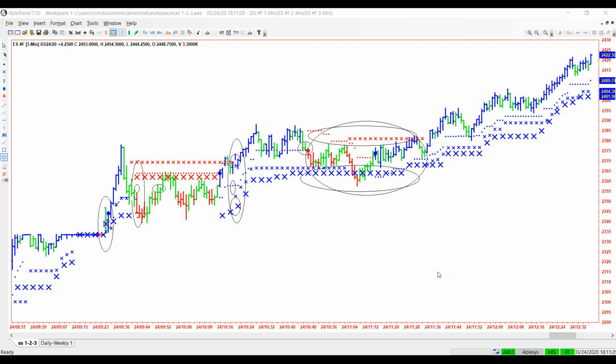So the whole point here is for this half hour here, we didn't even take a trade. Abletrend said, don't do anything. It's not low risk, which is all we look for. It's high risk. So the software not only tells us where to buy, where to sell, and where to put your stop loss, it tells you when to do nothing. Don't do anything. It's too risky.